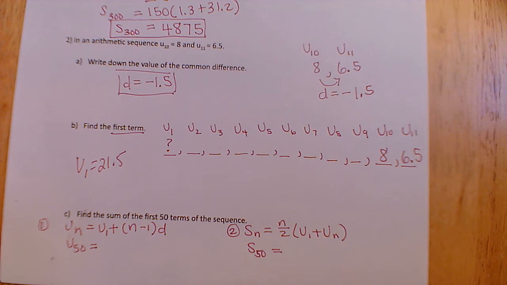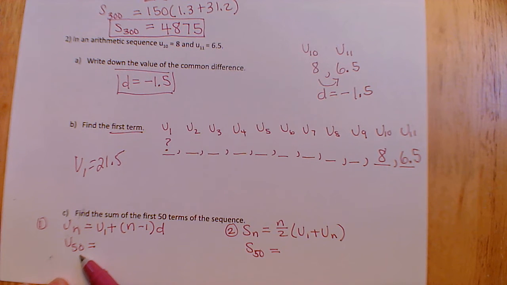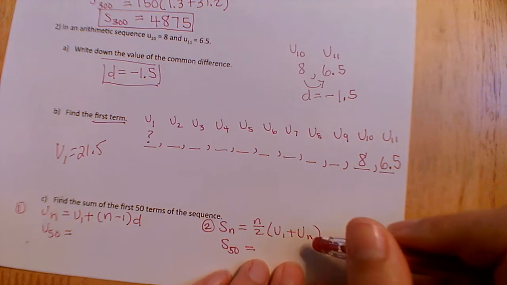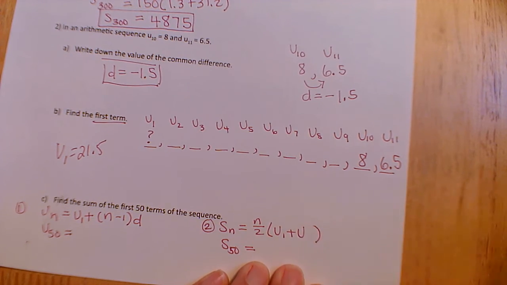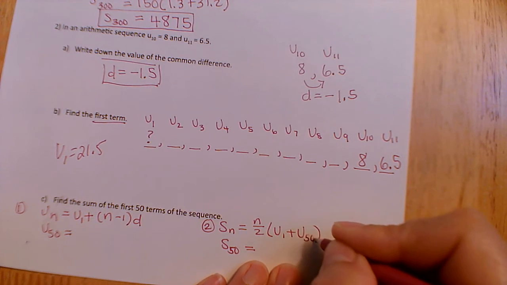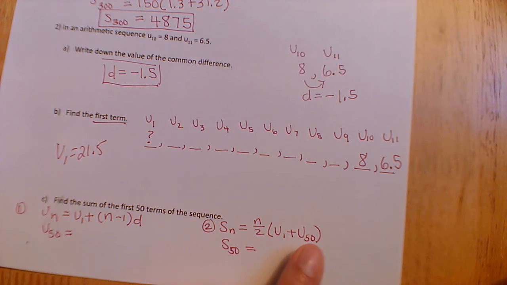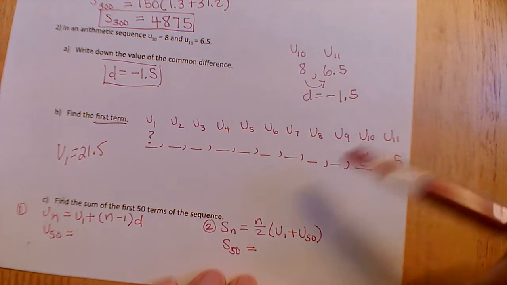Part C, find the sum of the first 50 terms of the sequence. So when they ask you to find the sum of the first 50, we have to do a couple things. The first step is going to actually be to find that 50th term. The reason why we have to find that 50th term is because we're going to have to substitute it into our formula. So our formula, we are going to have to find that last term. That's the number that goes here. We cannot find the sum without that last term.